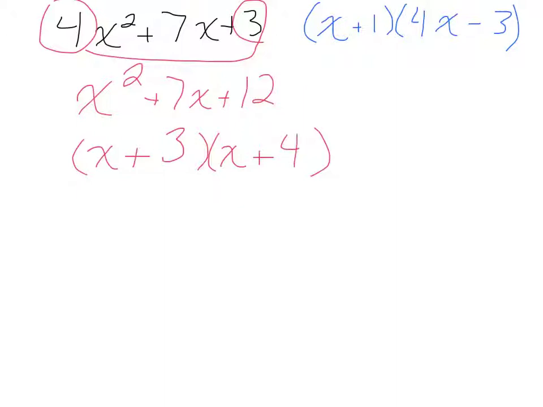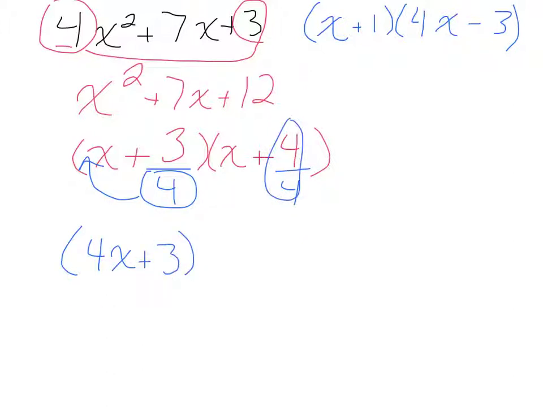Now I started off by multiplying by 4, so I'm going to take this and I'm going to divide by 4. 3 over 4 cannot reduce, so this 4 from the bottom is going to come up. So I'm going to have 4x plus 3, and 4 over 4 reduces to 1, so x plus 1.